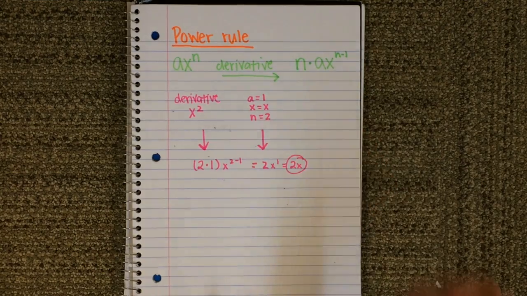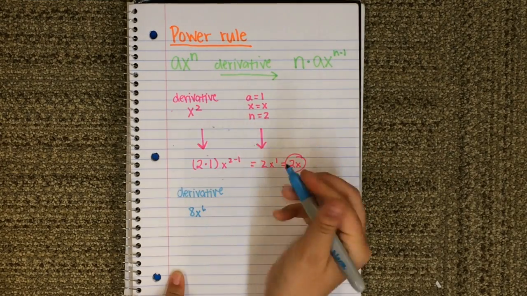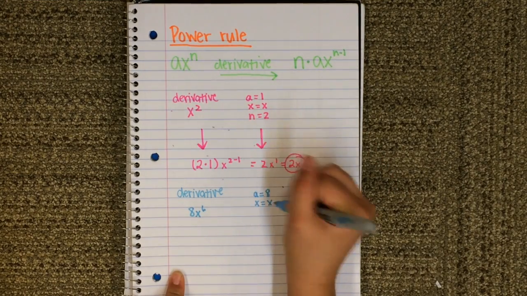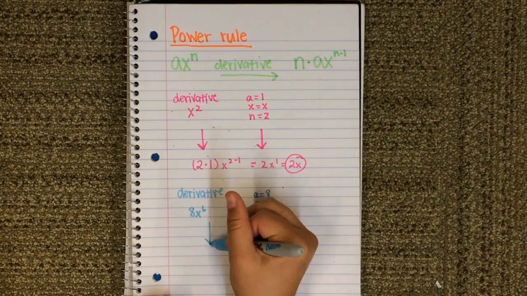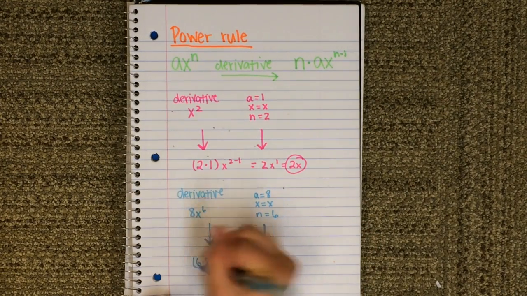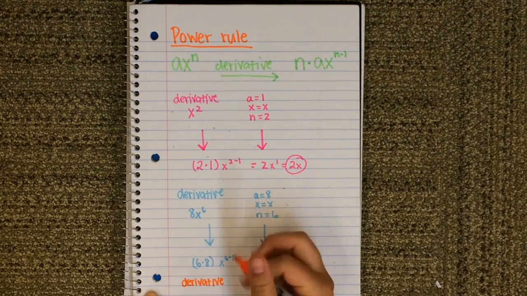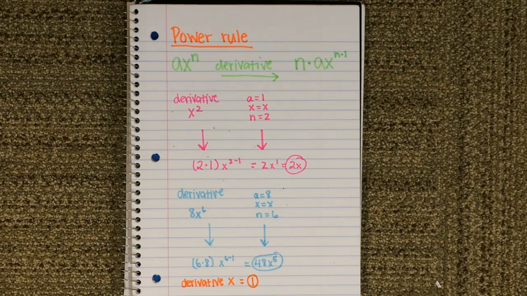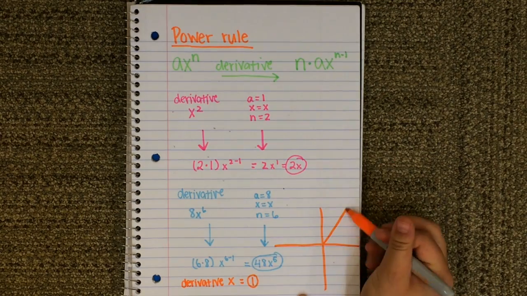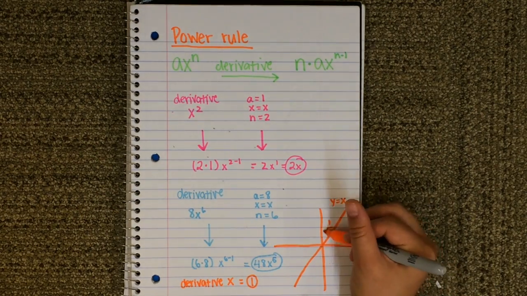And if you wanted to take the derivative of 8x^6, we can say a equals 8, and x still equals x, and n equals 6. And so the derivative would be 6 times 8, x to the 6 minus 1, which is just 48x^5. And the derivative of x is just 1, and that also kind of makes sense since the slope of the line y equals x is 1 everywhere.